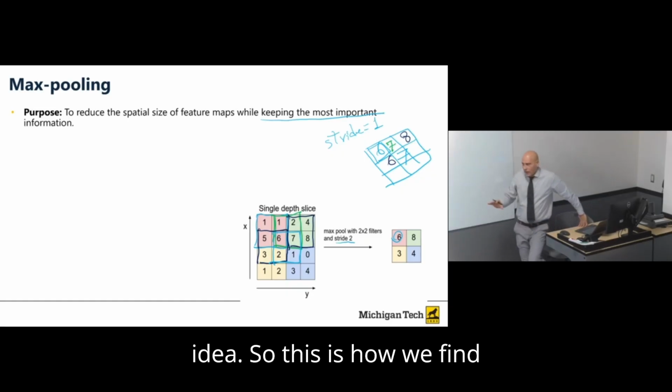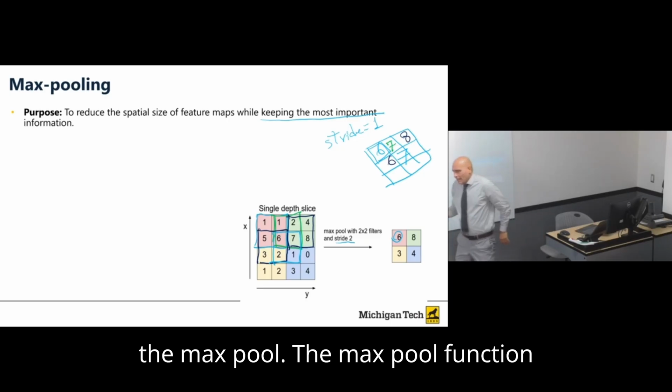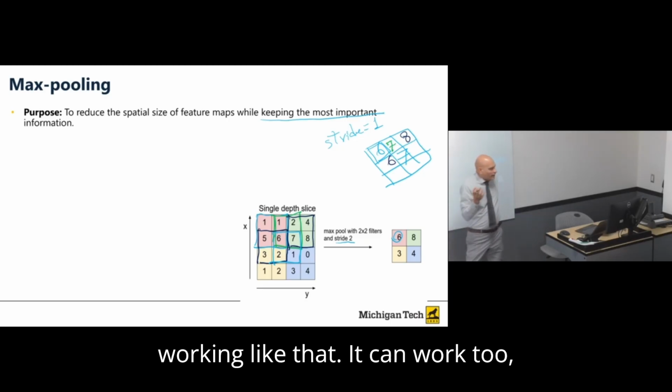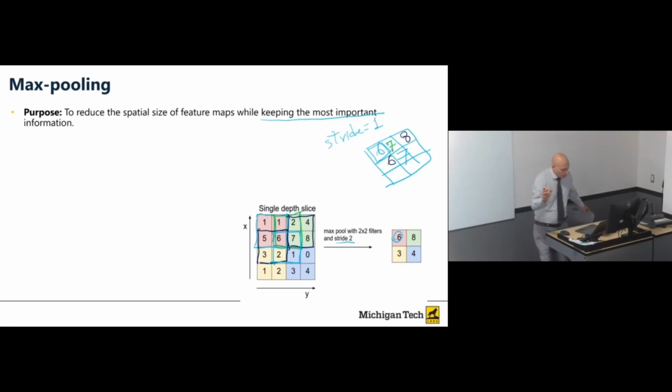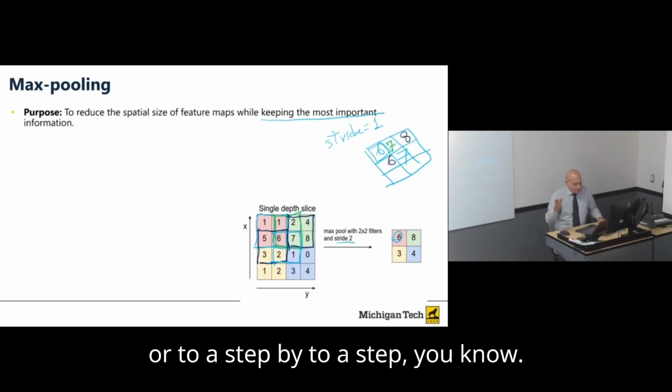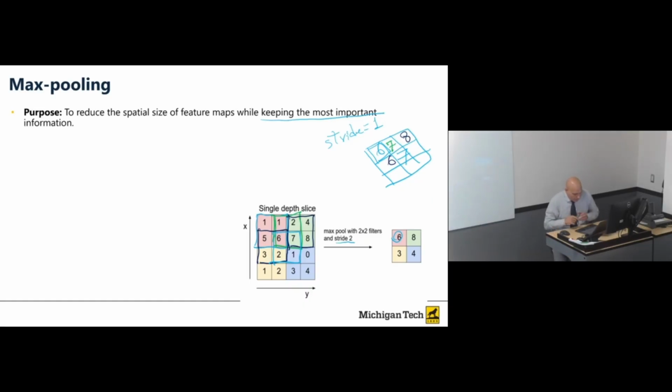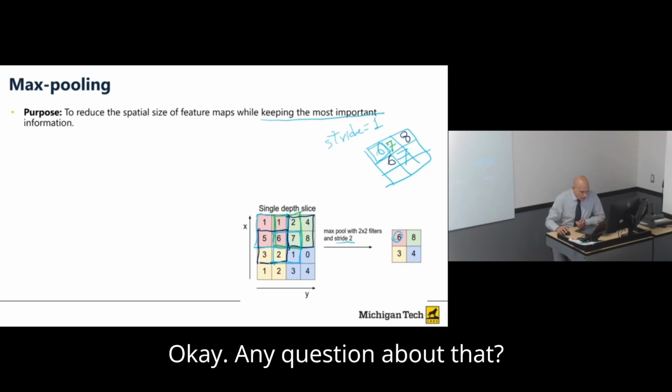So this is how we find the max pool. The max pool function works like that. It can work step by step, or 2 steps by 2 steps. You know. Okay. Any question about that?